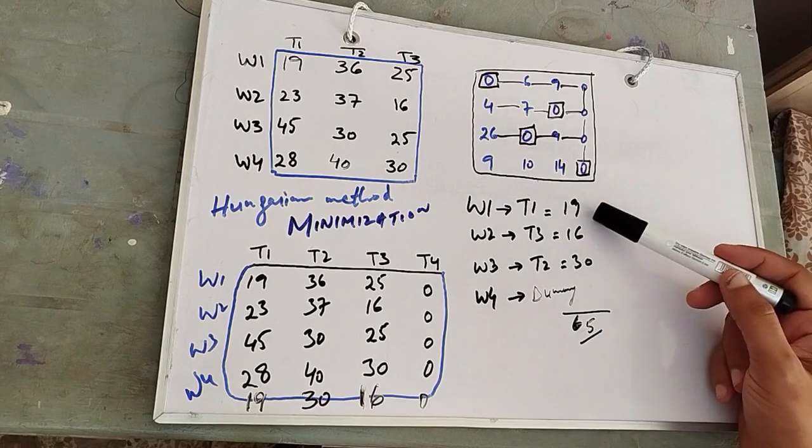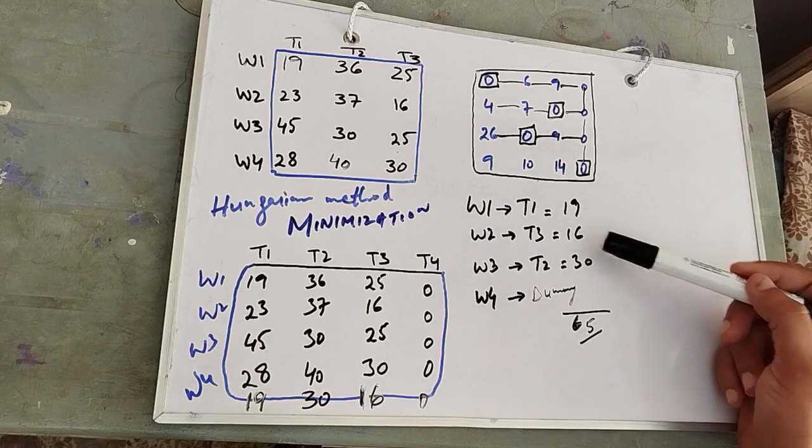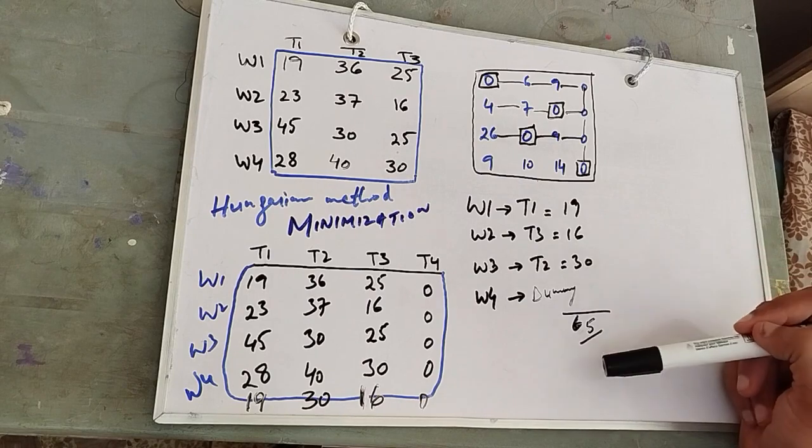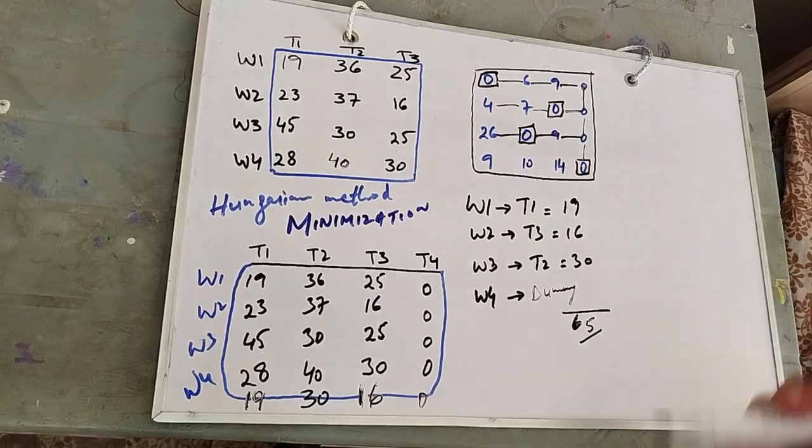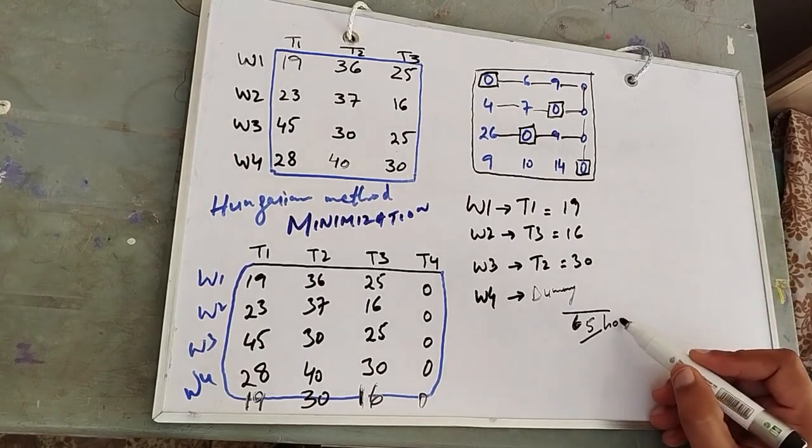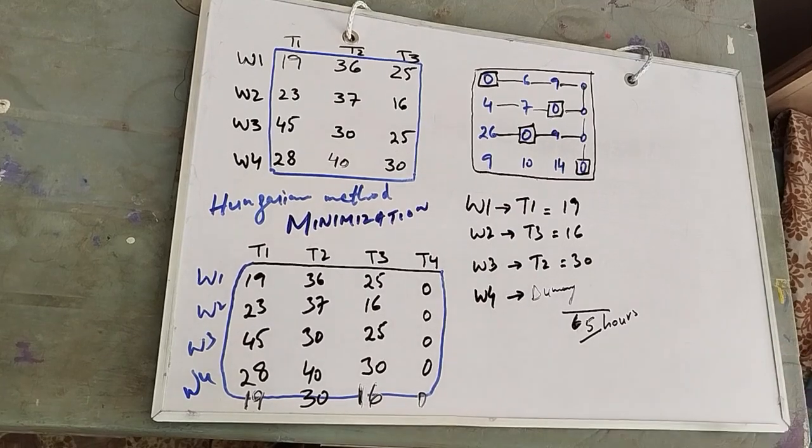Okay, let's sum it up. 19 plus 16 plus 30 is 65. So 65 is the least time in which these 3 tasks will be done by the 3 workers.